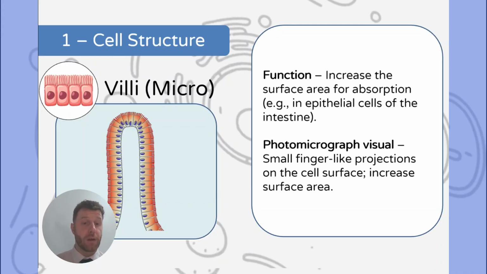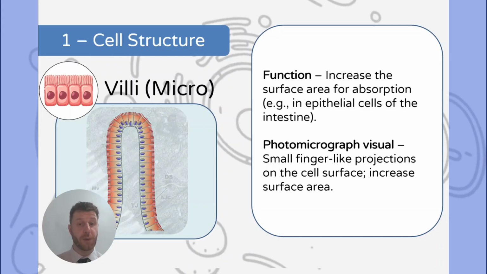Villi are simply folds in the surface membrane of a cell which increase its surface area. Usually this is for absorption, hence why we find them in the intestines. It is worthwhile mentioning, as I've said, I've written there villi, brackets micro. The main structure that you can see is a villi, with each cell on the villi having a microvilli, which are the additional folds in that surface membrane. Make sure you can understand the difference between the two.